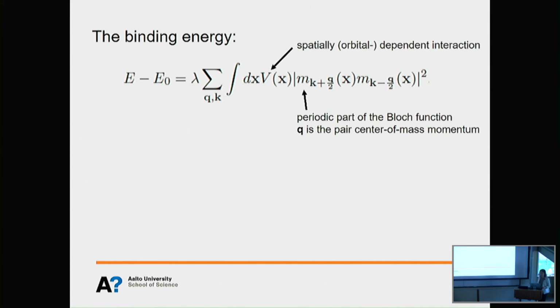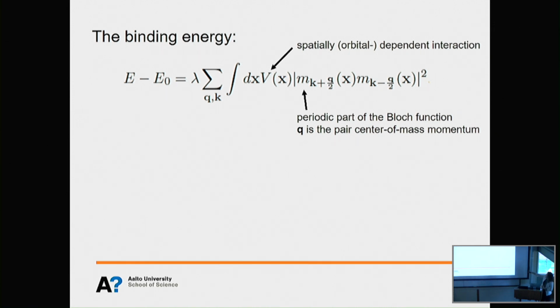And this is the result. So this is now the binding energy. This should be negative to have a bound state. And okay, this is lambda. If you have attractive interaction, it's negative. Whenever this is non-zero. And the result is extremely simple.